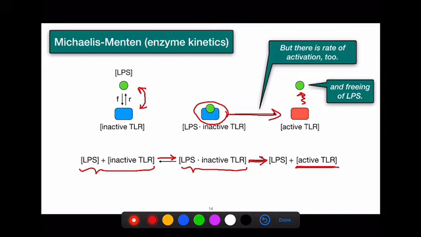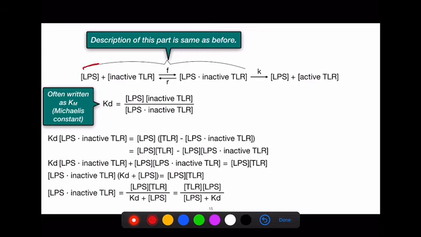This part is important. This is known as enzyme kinetics, and it has been mathematically described by Michaelis and Menten. The first part of this reaction has been described in the previous lecture. I have written down every single step of how to get to the LPS-TLR complex, and we treated the LPS-TLR complex as active TLR. But the fact of the matter is, it actually has to be converted into active TLR, and LPS becomes free again.